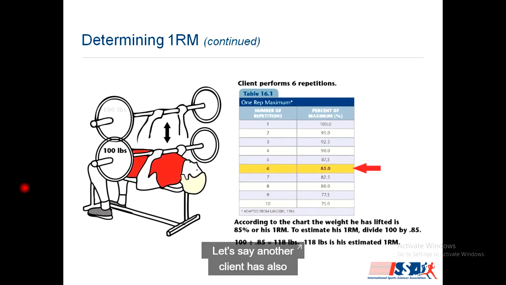Let's say another client has also chosen to bench 100 pounds, but he is only able to complete 6 repetitions with this weight. According to the chart, the weight he has lifted is 85% of his 1 rep max. To estimate his 1 rep max, divide 100 by 0.85. This client's 1 rep max would be 118 pounds.